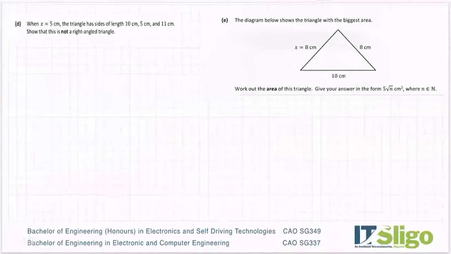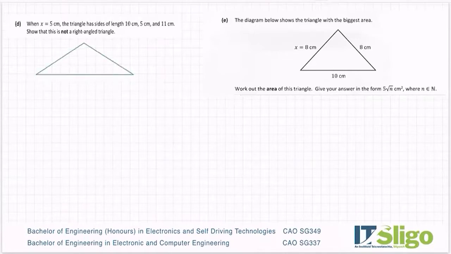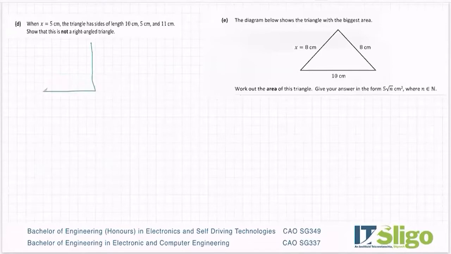Part D, this was a long question. When x is equal to 5, the triangle has sides 10, 5, and 11. Show that this is not a right-angled triangle. Excuse my drawing. It doesn't even look close. So a side 11, a side 10, and a smaller side 5. I don't know how you're going to do that one. 5, 11, 10, for example.